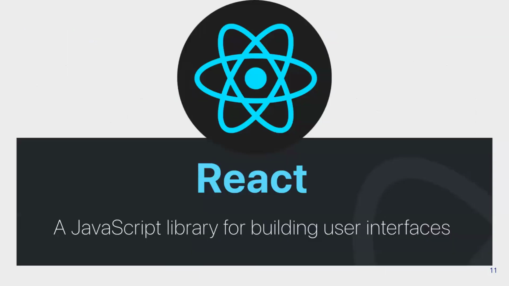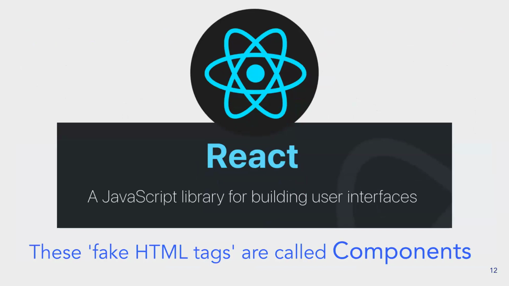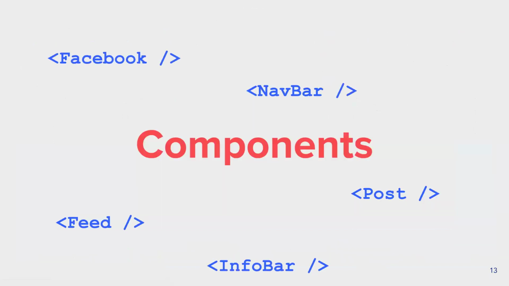And so what React does, which is this JavaScript library for building user interfaces, is essentially this. It lets us create these fake HTML tags and make things easier to code and reuse code. And these fake HTML tags in React are called components. So that's what we're going to be going into for now.